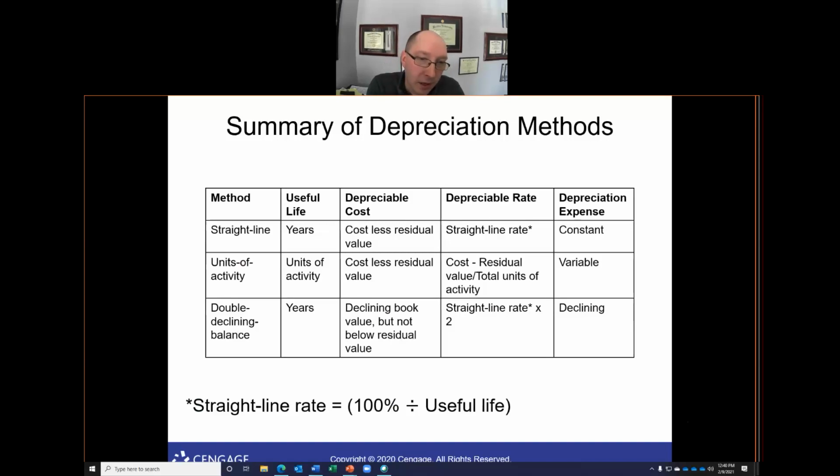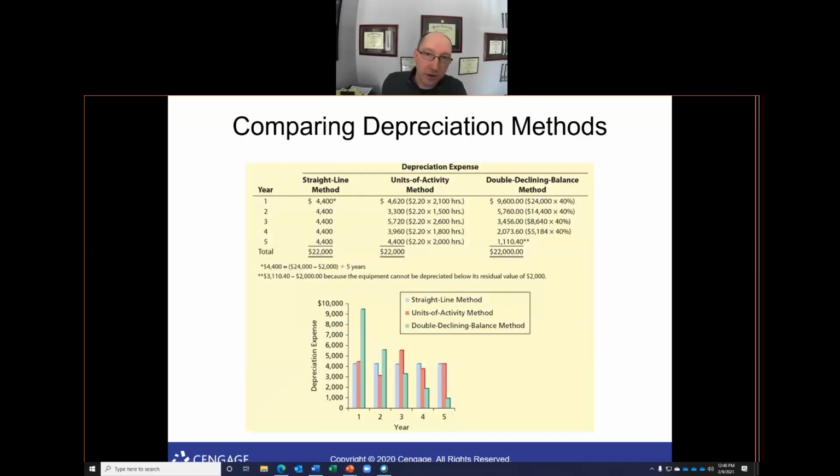Units of activity is based off of the units of activity. In our example, 10,000 hours of activity. Double declining balance is straight line times 2, right? And then you take your book value minus depreciation. So that's a nice comparison of the 3. And this is also a comparison of the 3 methods. Very, very simple.